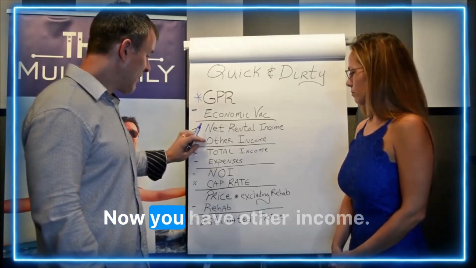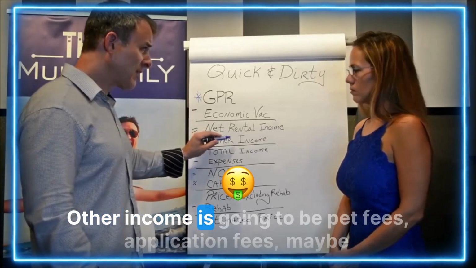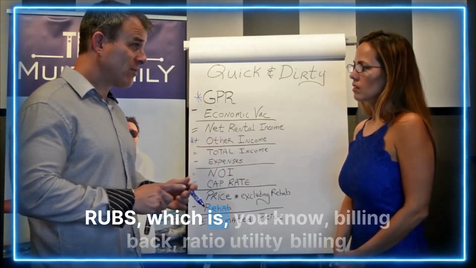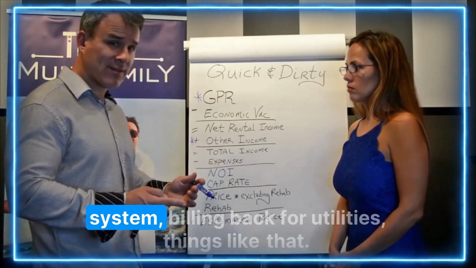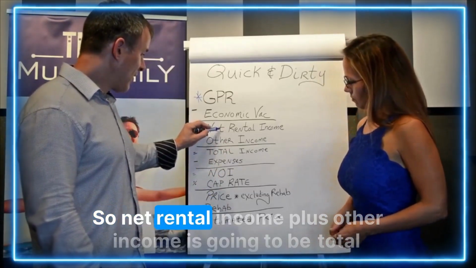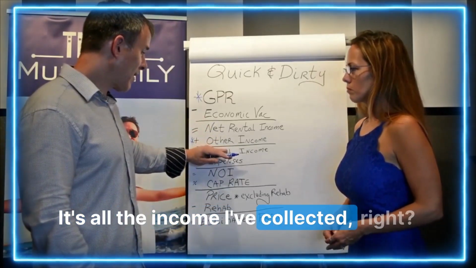Now you have other income. I'll put an asterisk here too, I'll tell you why. Other income is going to be pet fees, application fees, maybe RUBS, which is the ratio utility billing system, billing back for utilities, things like that. So net rental income plus other income is going to be total income. It's all the income I've collected.